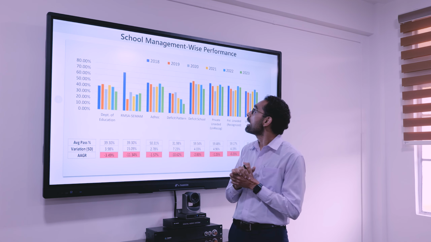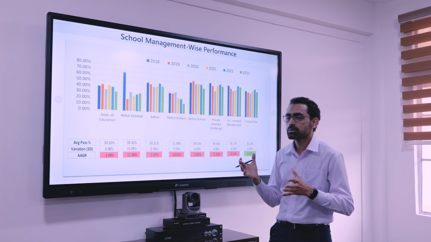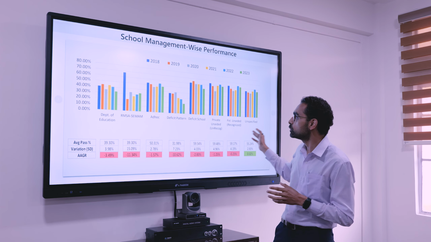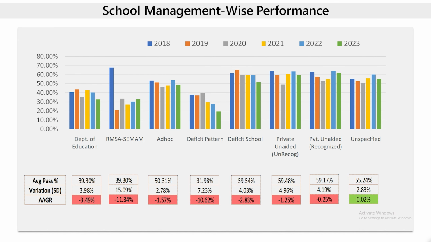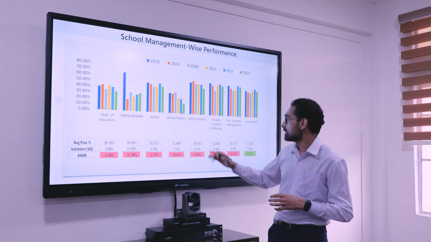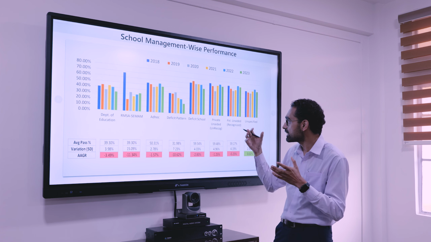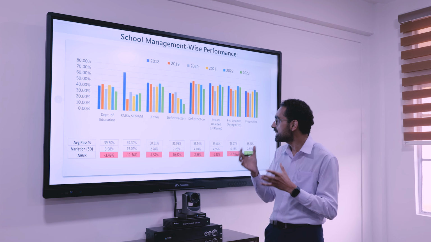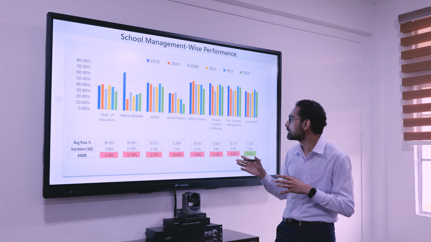Now coming to the school management type variation in the pass percentage. As I've said before, we have so many categories of schools. We have the purely government schools, which are the Department of Education. We have RMSA, SEMAM, that is now SSA, Samagra Shiksha. Ad hoc schools, which are getting the ad hoc grant for teachers, which is like a fixed remuneration. Then we have deficit pattern, where the teachers get basically the basic pay and the DA only. Then we have deficit schools, where they get the allowances also other than the pay scale.